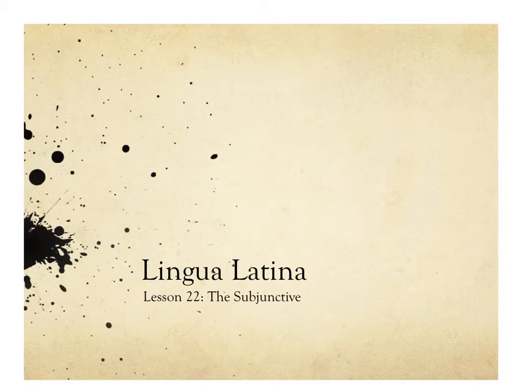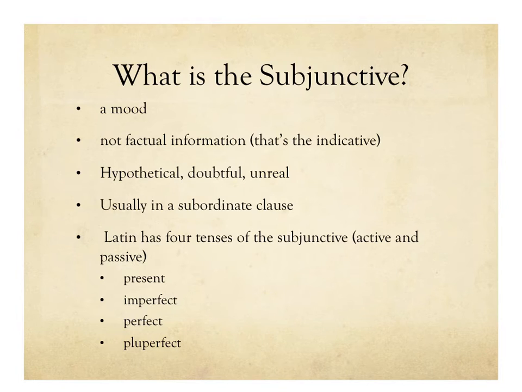Today we're going to learn about the subjunctive, which is a new mood of the verb, and today we're really only going to focus on how we form these forms. So what is the subjunctive? The subjunctive is a mood, and you know other moods. The indicative is also a mood, and it does exactly what you would think it does.